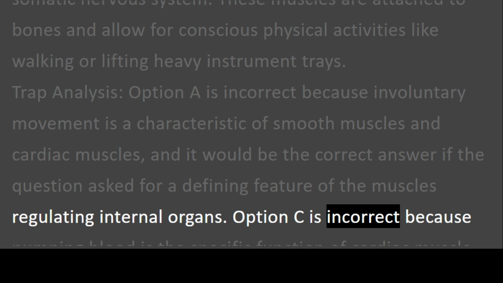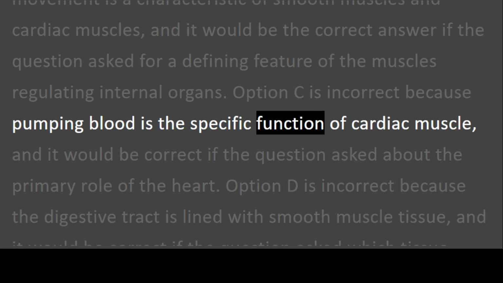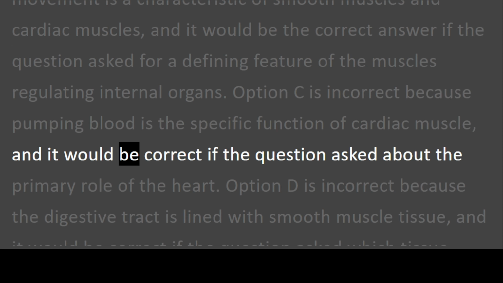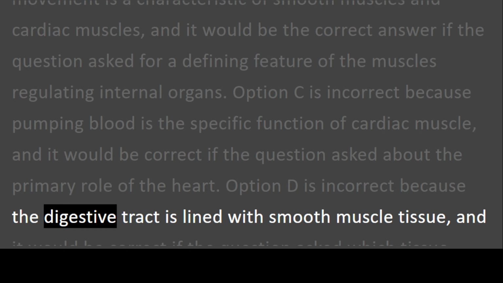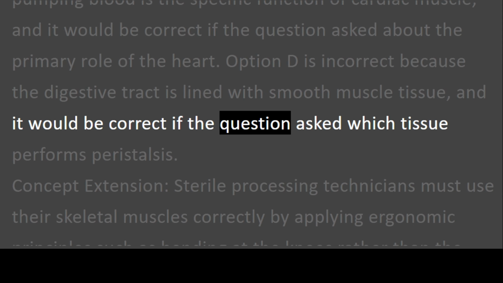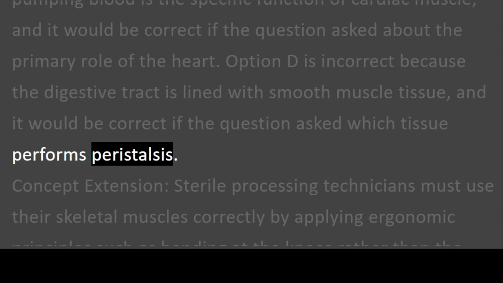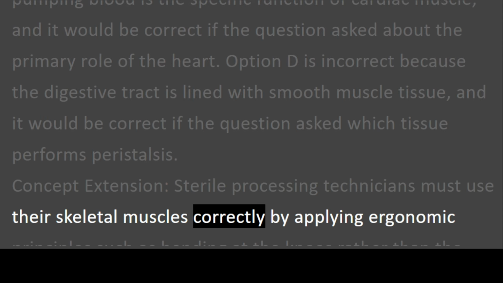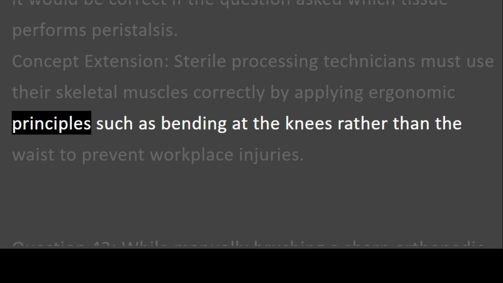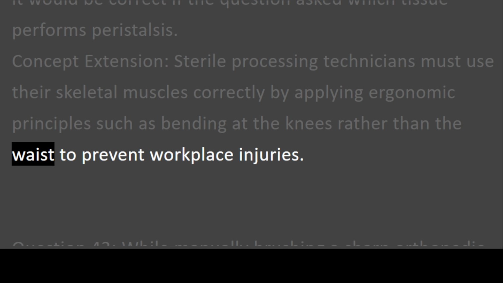Option C is incorrect because pumping blood is the specific function of cardiac muscle, and it would be correct if the question asked about the primary role of the heart. Option D is incorrect because the digestive tract is lined with smooth muscle tissue, and it would be correct if the question asked which tissue performs peristalsis. Concept extension. Sterile processing technicians must use their skeletal muscles correctly by applying ergonomic principles such as bending at the knees rather than the waist to prevent workplace injuries.